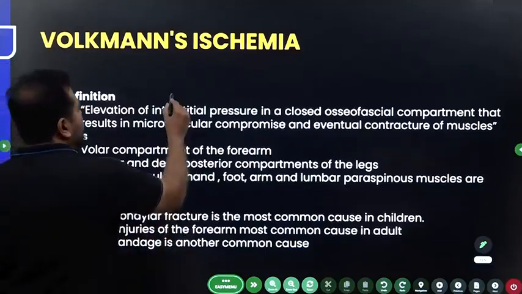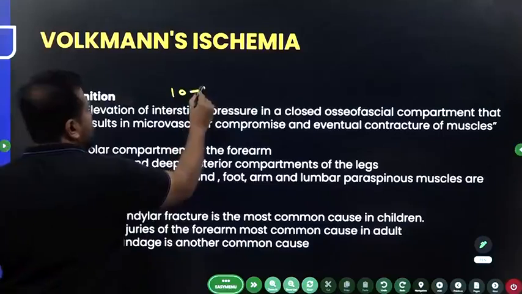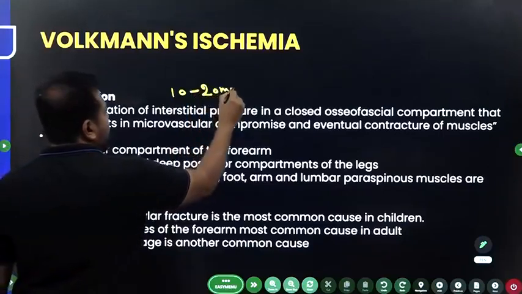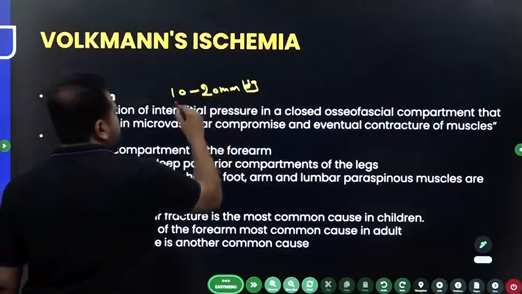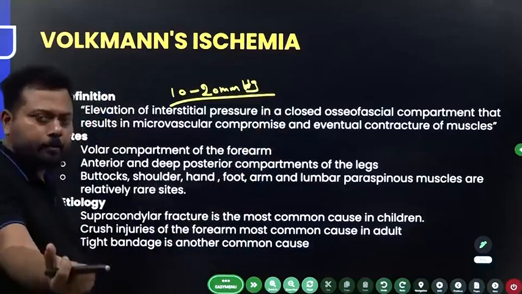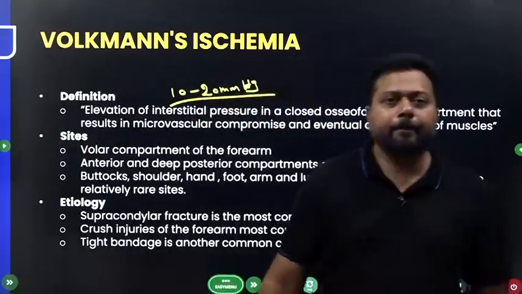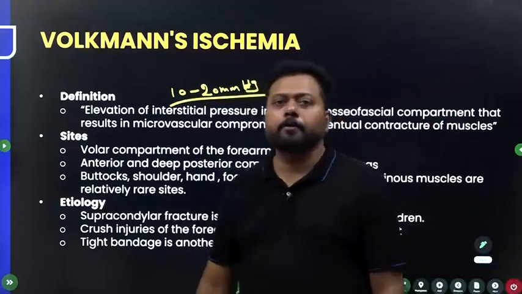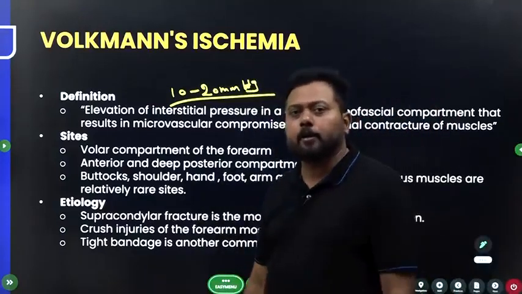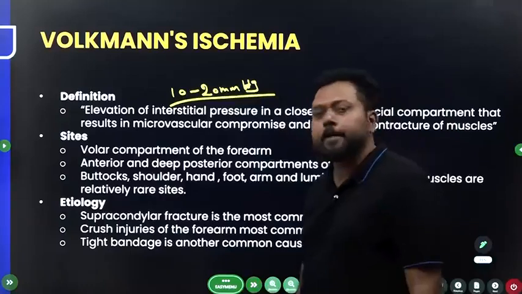So what is the normal compartmental pressure? 10 to 20 millimeter mercury. That's the normal intracompartmental pressure. When any pressure goes beyond 20 millimeter, it is called raised intracompartmental pressure. That's called compartment syndrome, otherwise called Volkmann's ischemia.